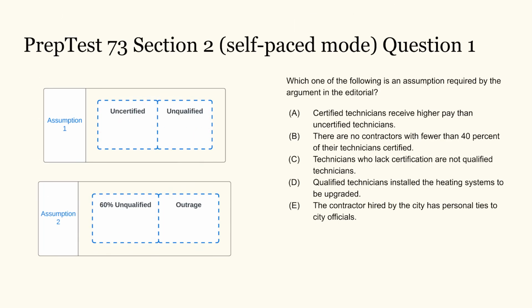The question asks for an assumption required by the argument, so we're looking for an answer that matches either of the two assumptions identified in the circuit. Answer A refers to uncertified technicians, but this answer does not connect their lack of certification to being unqualified. Therefore, answer A is wrong.